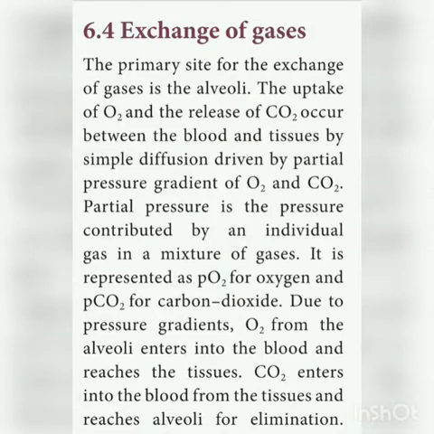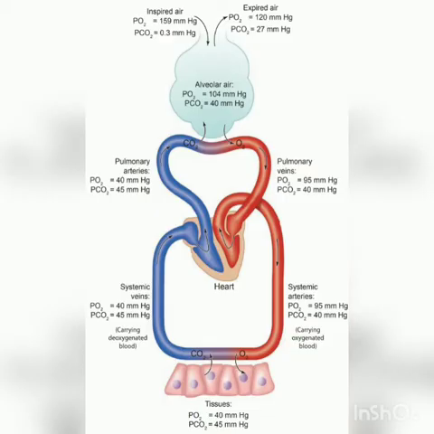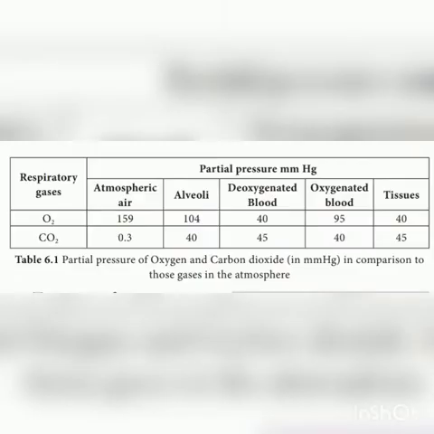Next is the exchange of gases. Exchange of gases is very important. Exchange of gases takes place in alveoli. It takes place by simple diffusion, and partial pressure of oxygen and carbon dioxide is involved in exchange of gases. So for this you have to write that paragraph, draw the diagram and put this tabular column. Tabular column is very important, right?